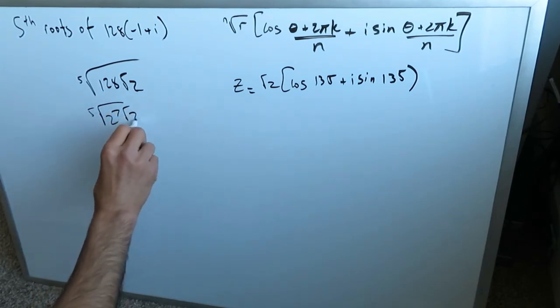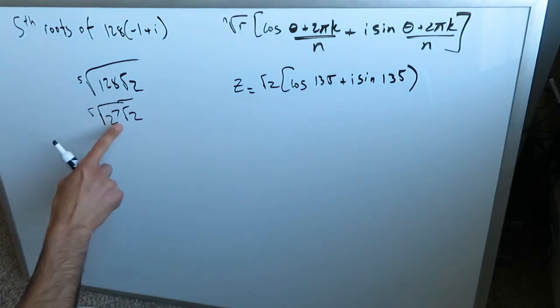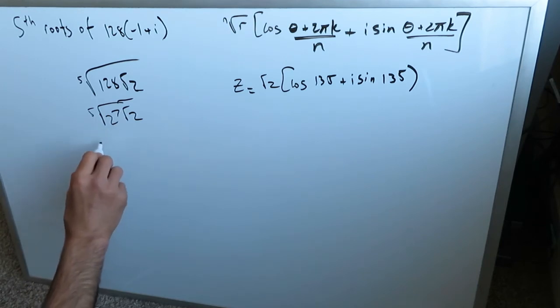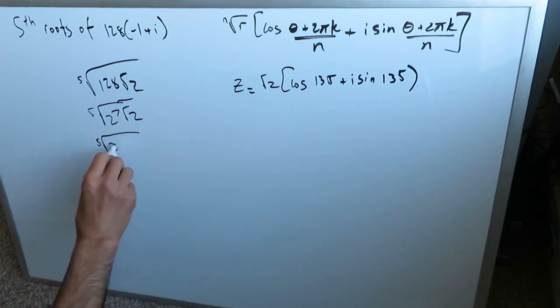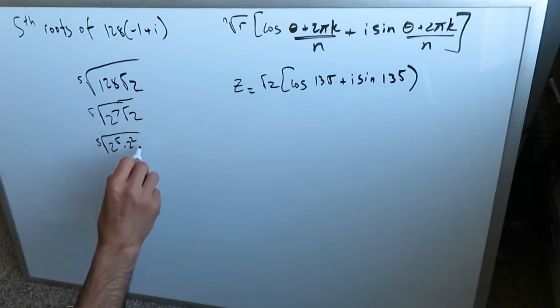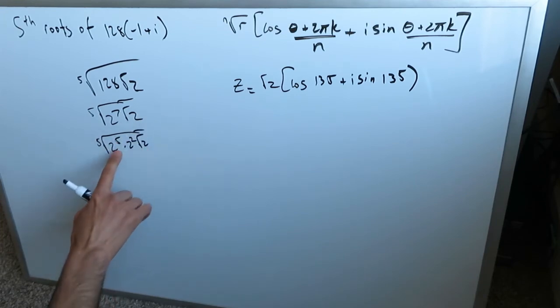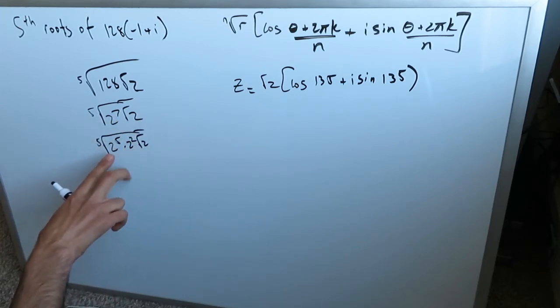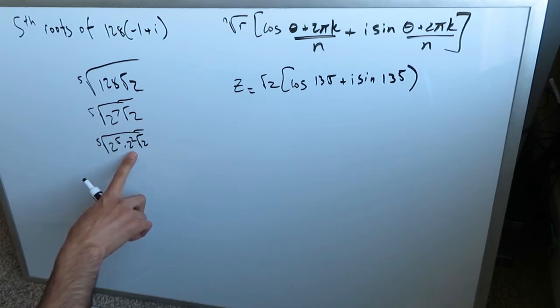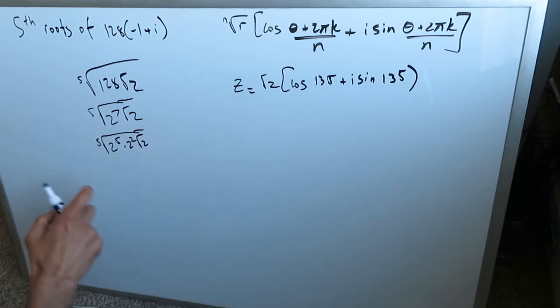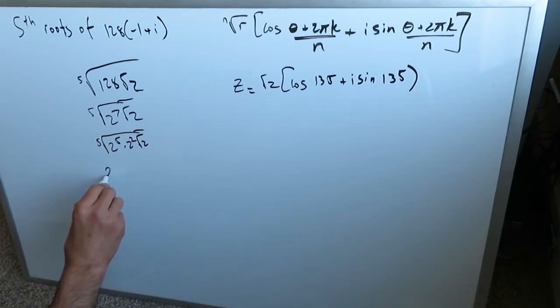And then we have root 2. You can bring out 2 to the power of 7, because 2 to the power of 7 you can view as 2 to the power of 5 times 2 to the power of 2 times root 2. Look over here, I've separated 2 to the power of 7 into two components, 2 to the power of 5 and 2 to the power of 2. 2 to the power of 5 can come out as a fifth root, as just a plain 2.